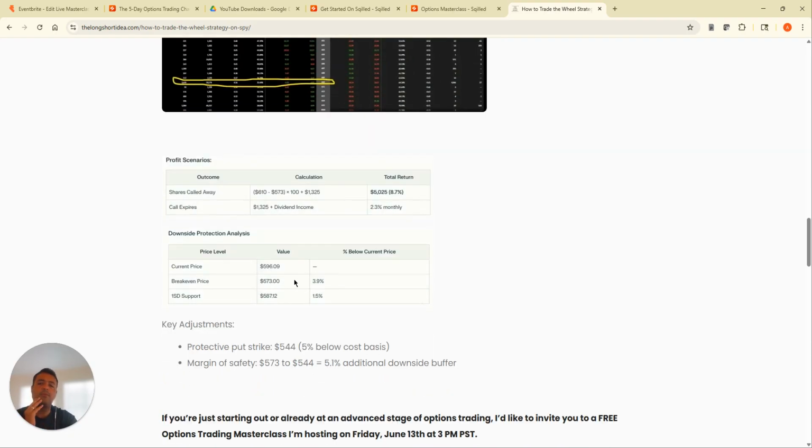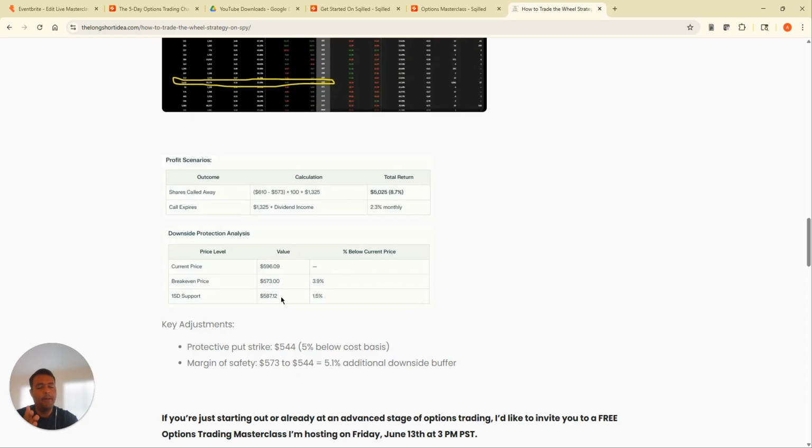Okay, a little bit on the downside protection. You sold the put. Now you don't want the stock to go further down on you. So you will buy a put at a break even. Your break even is 573. We already know that. Your cost basis is 573. We will go and buy at 1 standard deviation support level to buy a put if you wanted to buy a put. I would not do that.